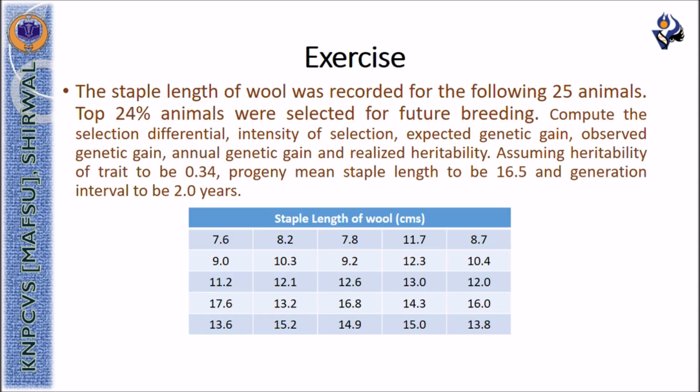Based on this, we have an example for you as your homework. It states that the staple length of wool was recorded for the following 25 animals. Top 24% animals were to be selected for future breeding. Now, based on this information, compute the selection differential, intensity of selection, expected genetic gain, observed genetic gain, annual genetic gain, and realized heritability. Assuming heritability of the trait to be 0.34, progeny mean staple length to be 16.5, and generation interval to be 2 years.